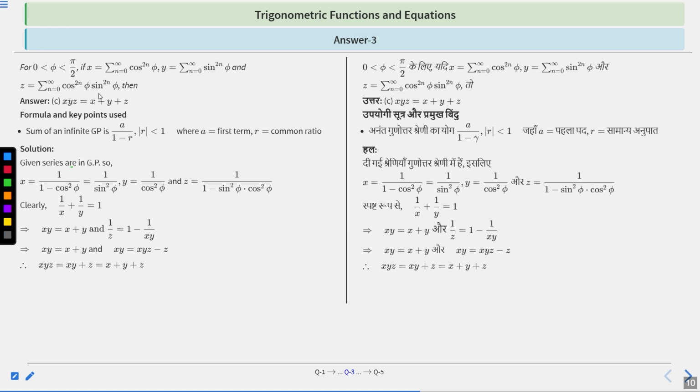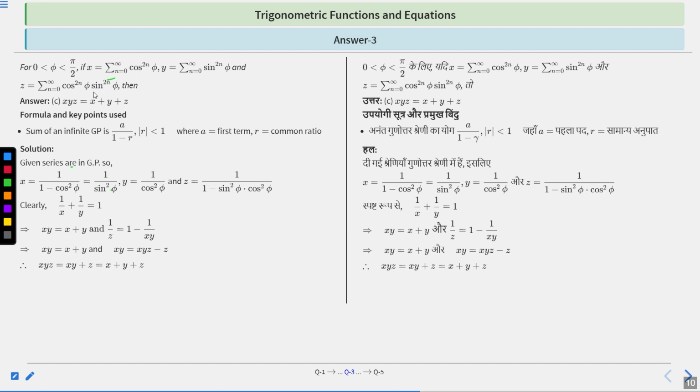Given series are in geometric progression, so X is basically A upon 1 minus R, and here A is 1 and R is cos squared phi. Therefore, X is equal to 1 upon 1 minus cos squared phi, which is 1 upon sin square phi. Now, expression Y is also a geometric series where R is sin square phi. Therefore, Y is equal to 1 upon 1 minus sin square phi. Therefore, Y is equal to 1 upon cos square phi.